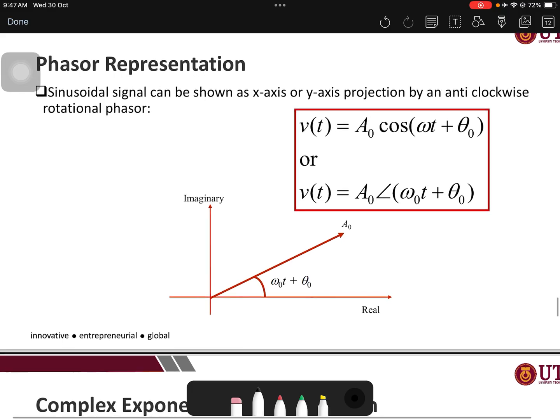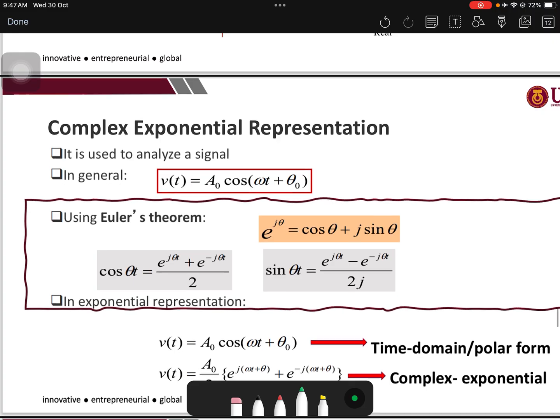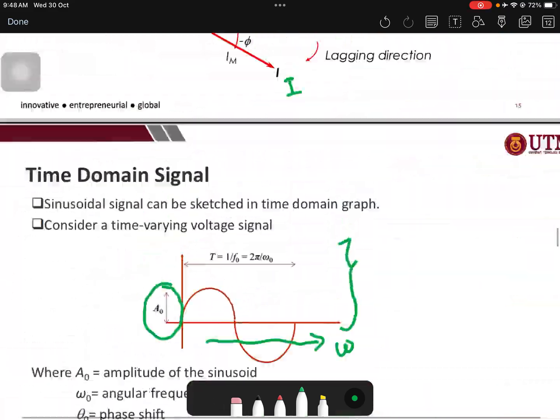I believe you have learned, since the angle is measured positively anti-clockwise, that is why it is positive. Okay, so the complex exponential representation. Remember the signal can be represented in 3 types: the first one trigo, the second one is the phasor, and the third one is the polar. In terms of the polar, let's take a look back.